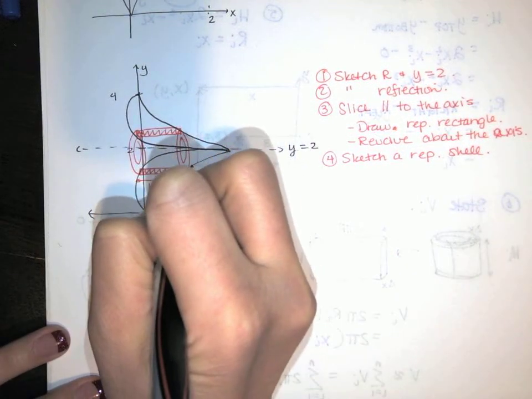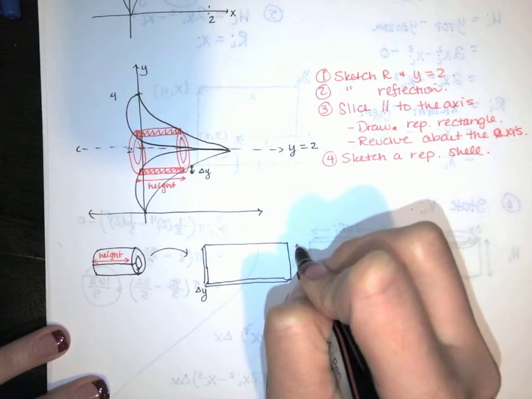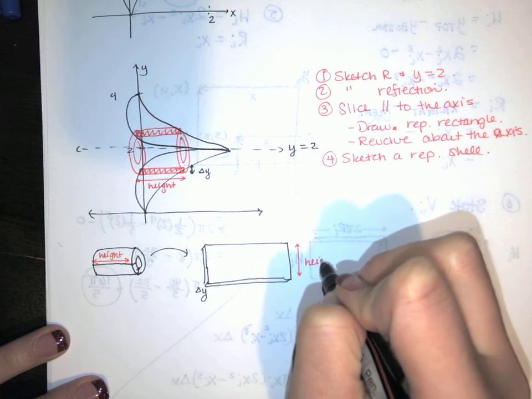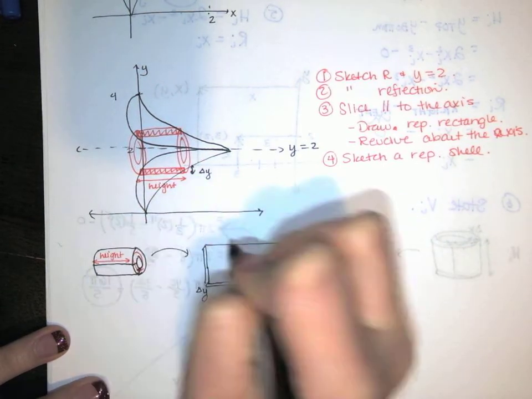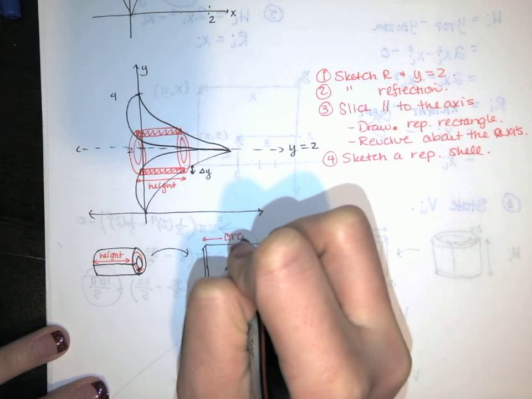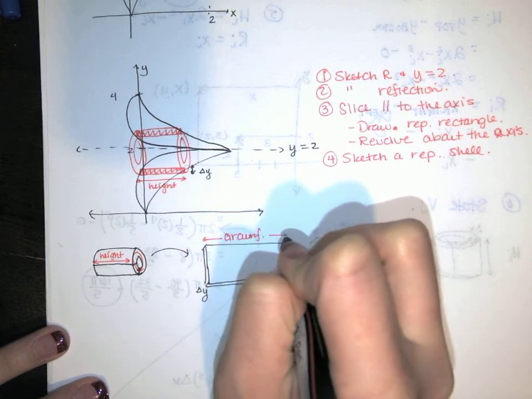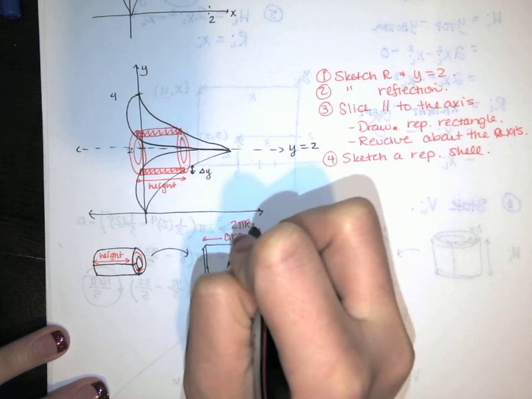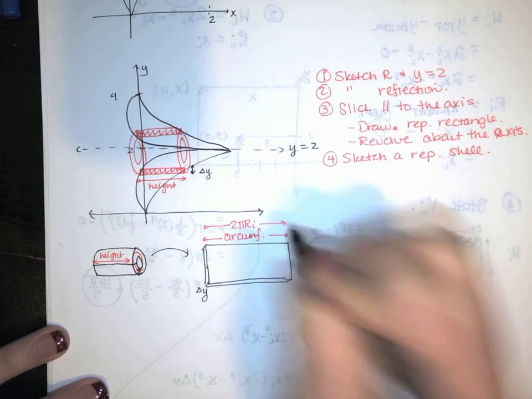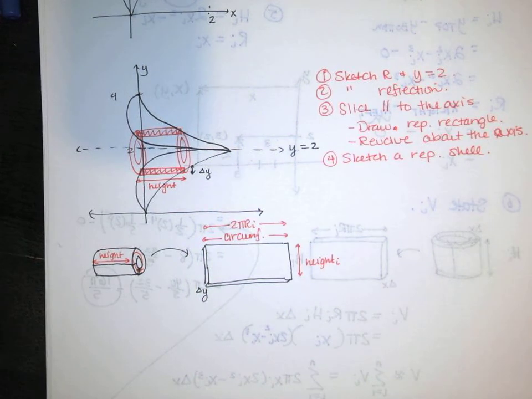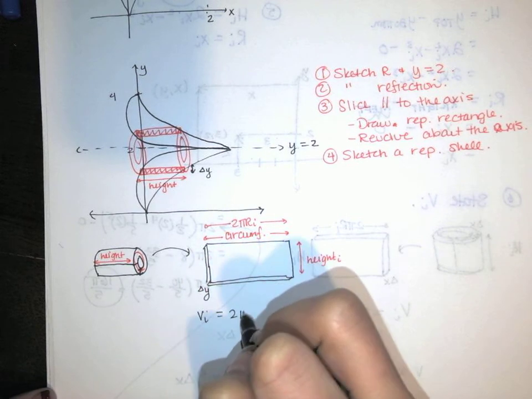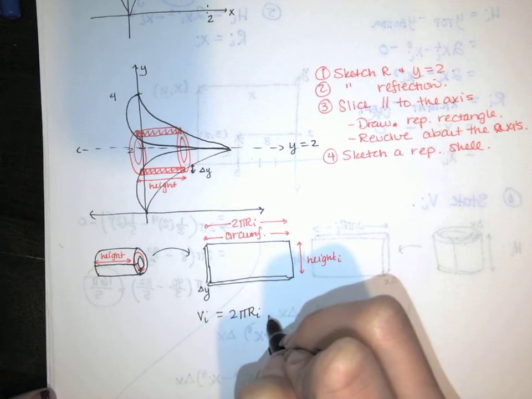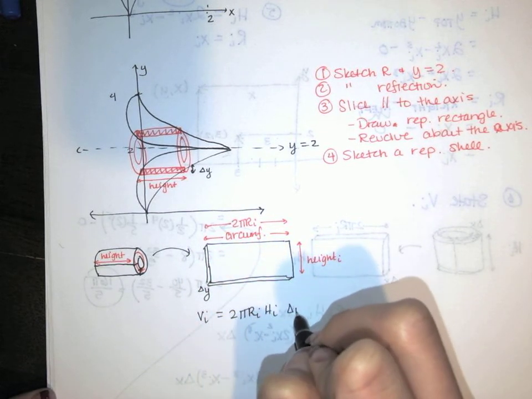It's horizontal. The height is right there. That's going to be this height over here. And then this distance all the way around is the circumference, and that's 2 pi r. Same thing. All right, so volume is 2 pi times the radius, that's the circumference, times the height, times delta y.